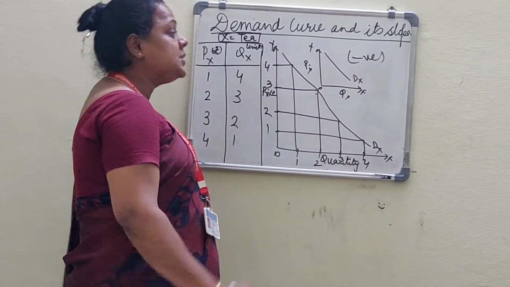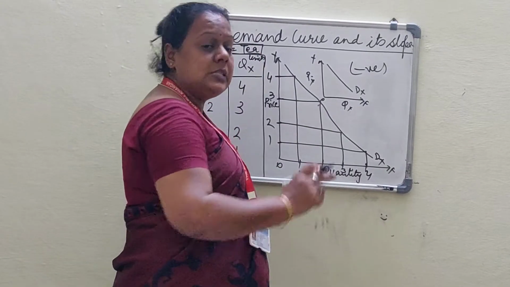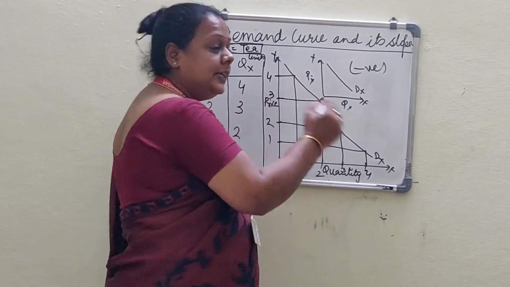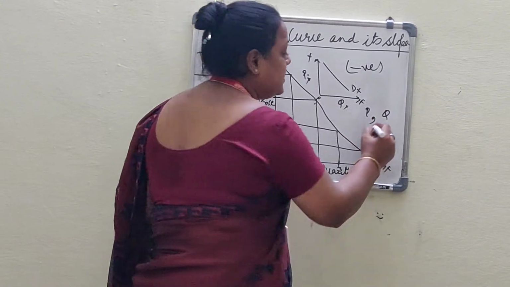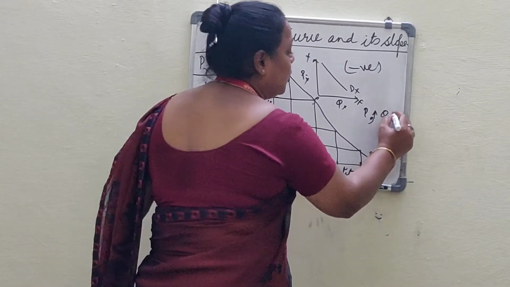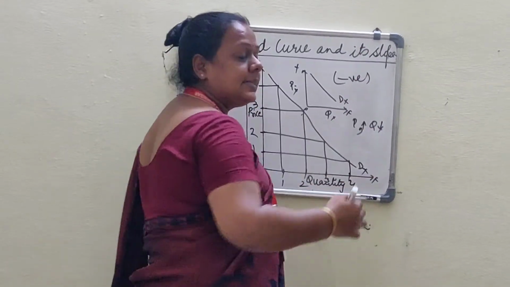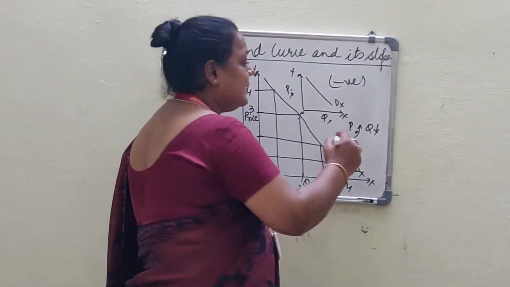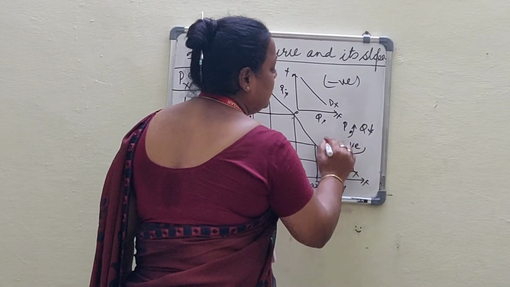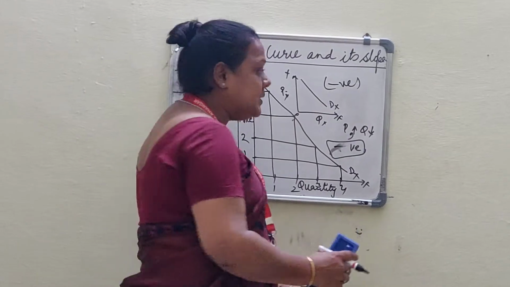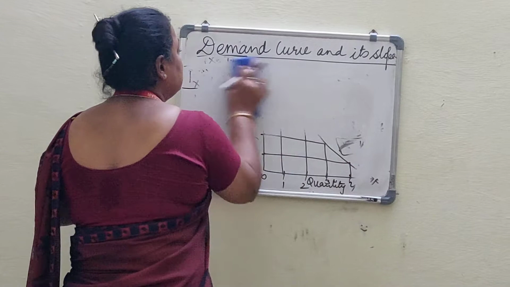Always remember, students, when we talk about any curve which has a negative slope, that means there is a negative relationship between price and quantity. That means if the price goes up, the quantity goes down. As and when the price is moving up, the quantity is getting down. This states that there is a negative relationship between price and quantity. Am I clear, students?